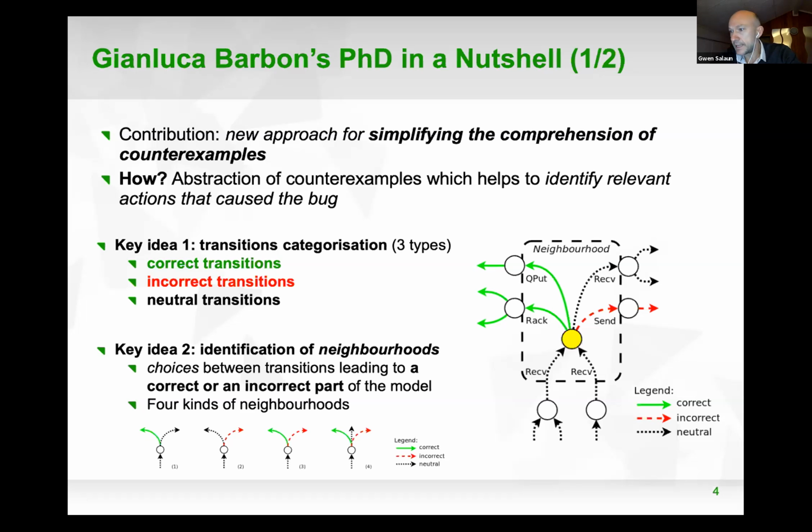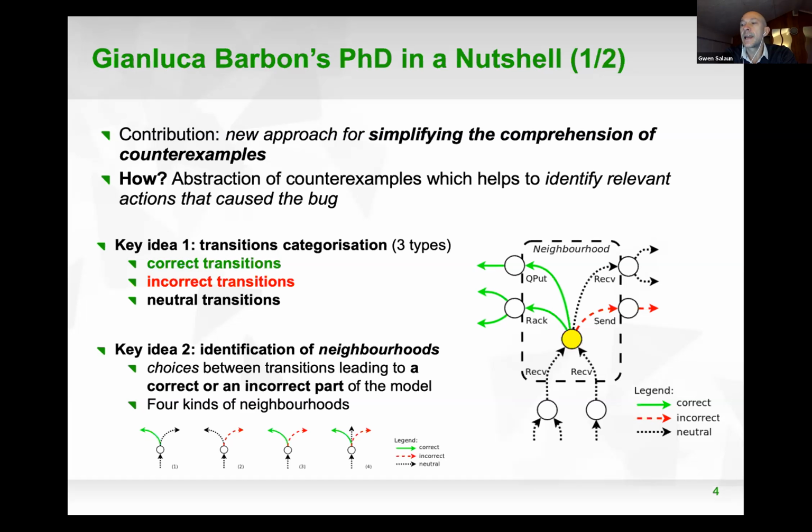The first key idea to do that was to type or color all transitions in the LTS model using 3 colors. Green or correct transitions correspond to a part of the model where the property is satisfied. Red or incorrect transitions correspond to a part of the model where the property is not satisfied. Black or neutral transitions correspond to a part of the model where a correct or an incorrect part of the model can be reached.